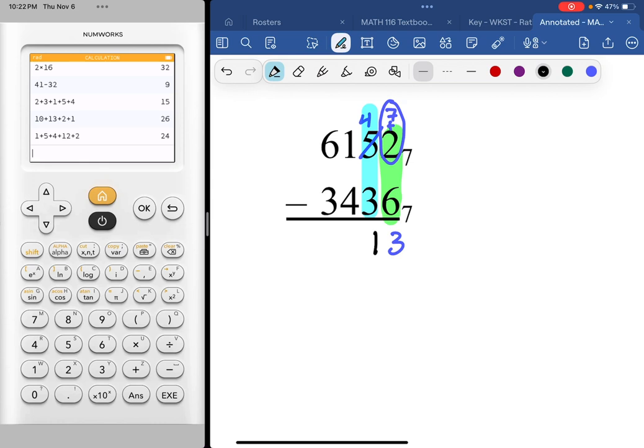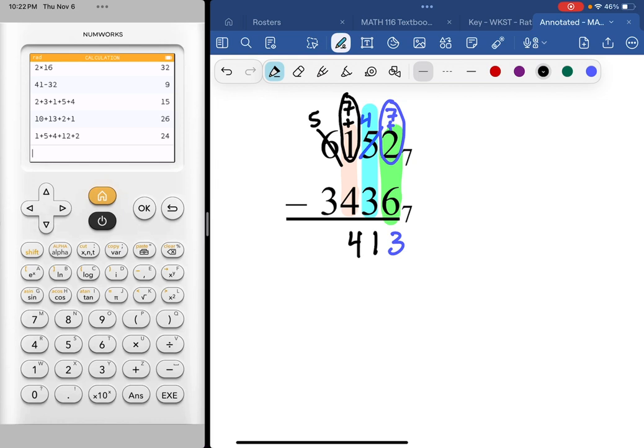I don't have enough in the next column. 1 minus 4, can't do it yet. But I can snag one of these, make that a 5. And we're going to do 7 plus, all right, again, because it's base 7, we're not borrowing 10 units. We're not borrowing 4 units. We're borrowing 7. All right, so 7 plus 1 is 8, minus the 4. 8 minus 4 is 4.